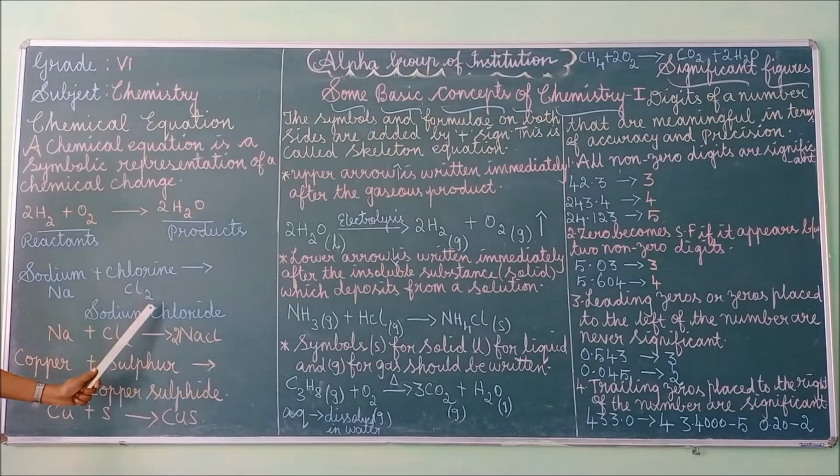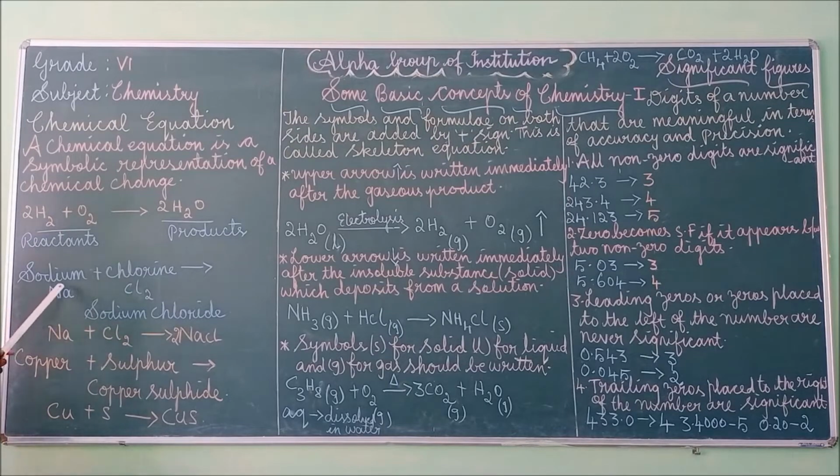Next example: sodium, when it combines with chlorine, gives sodium chloride. Sodium chloride is a compound which we use in our daily life, isn't it? We say it is common salt or table salt. The chemical name of common salt is sodium chloride. So sodium, when it reacts with chlorine, forms sodium chloride. This is the word equation. Now what we have to do? We have to write this word equation by using symbols as well as formulas.